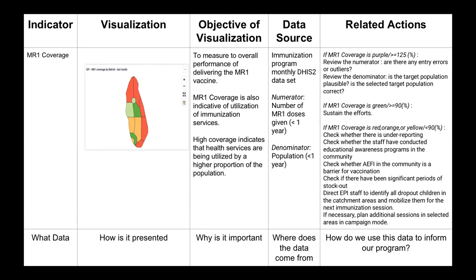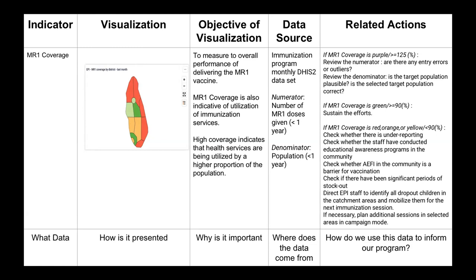For the data source, it was the immunization program monthly DHIS2 data set. The numerator is the number of MR1 doses given to children less than 1 year. And the denominator is the total population of children less than 1 year of age, because this first dose is typically given at 9 months of age. That is why in both the numerator and denominator, we have the less than 1 year present.